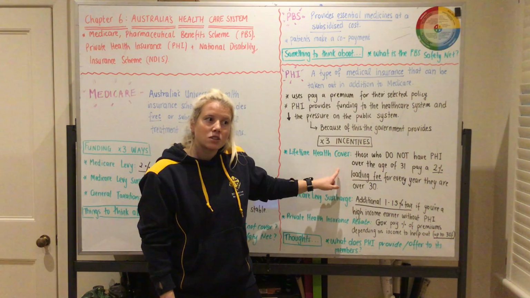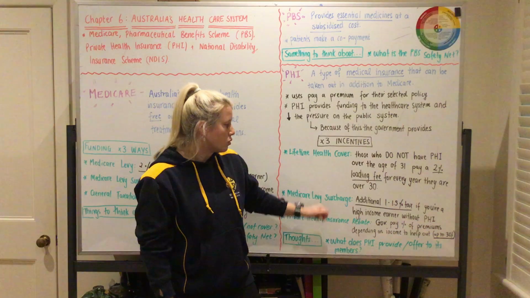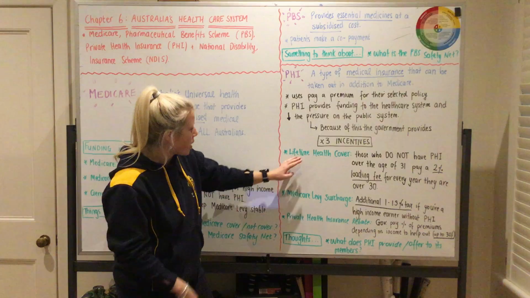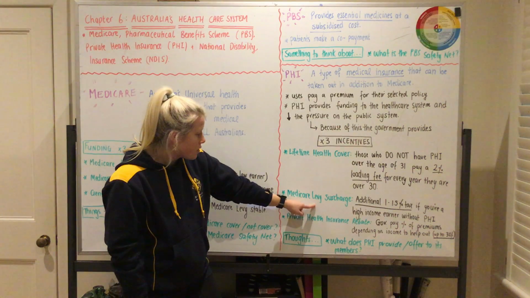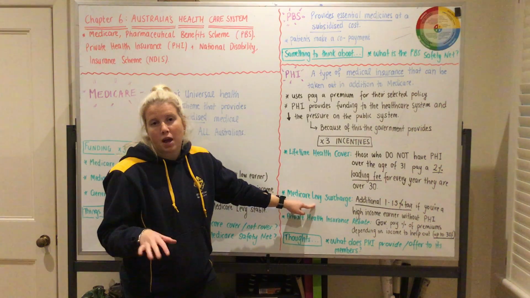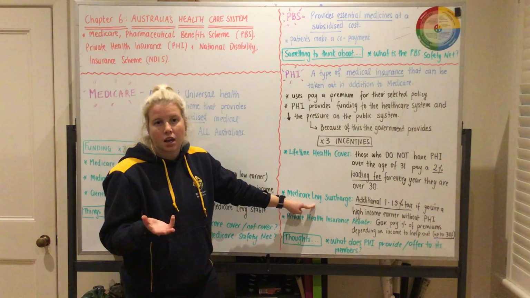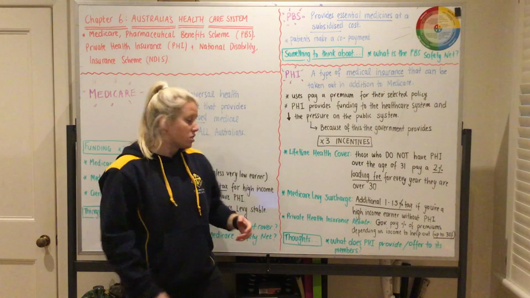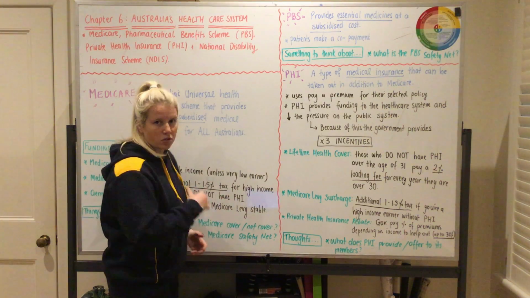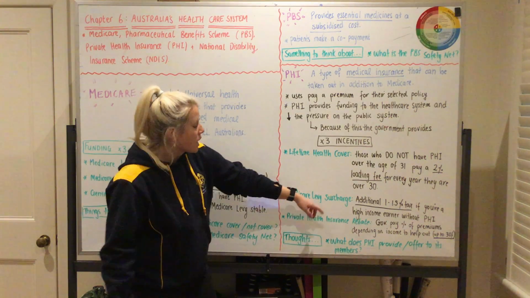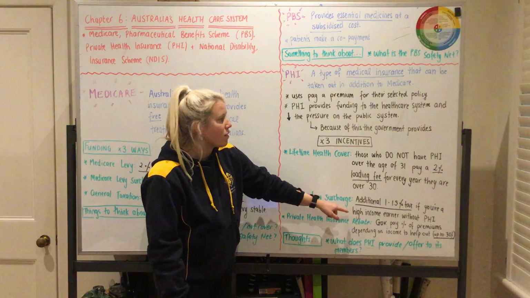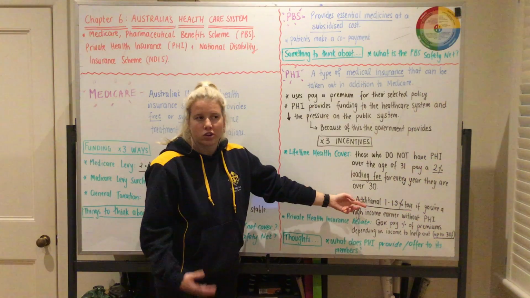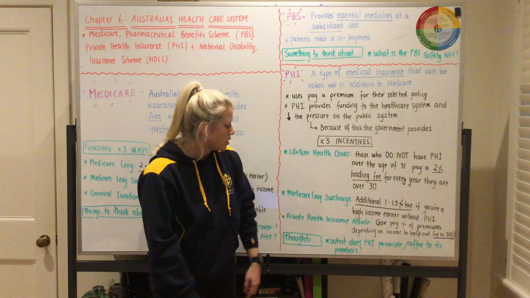There's lots of ads on the TV about this too when people are looking at their health insurance bills. Anyway, I've talked enough about lifetime health cover. Medicare levy surcharge, we've already spoken about this with regards to Medicare. Again, that additional 1 to 1.5% tax. It's the same thing for Medicare, how it's funded, but I guess you could classify it as a private health insurance incentive because no one wants to be taxed more for not taking out private health insurance.